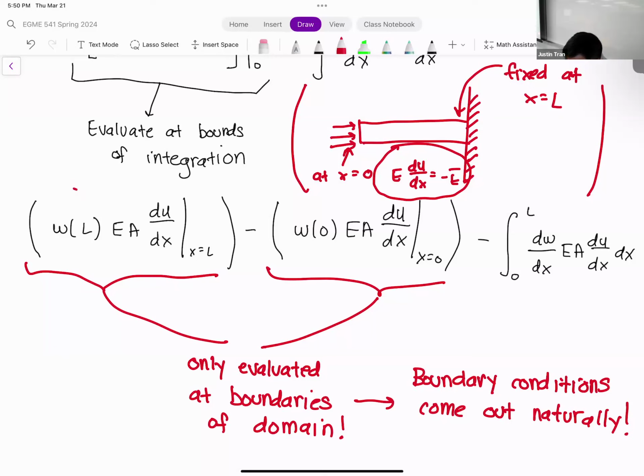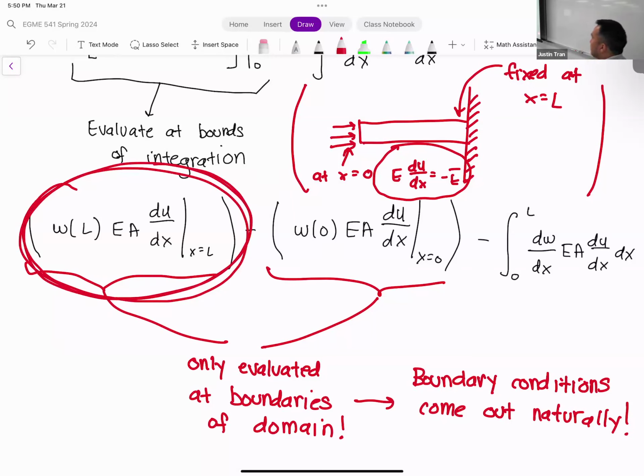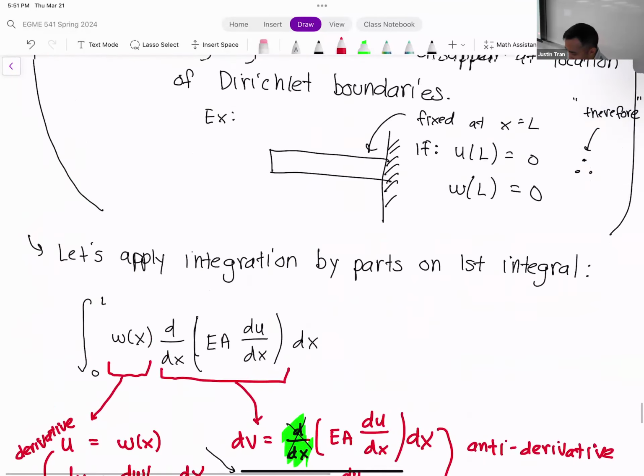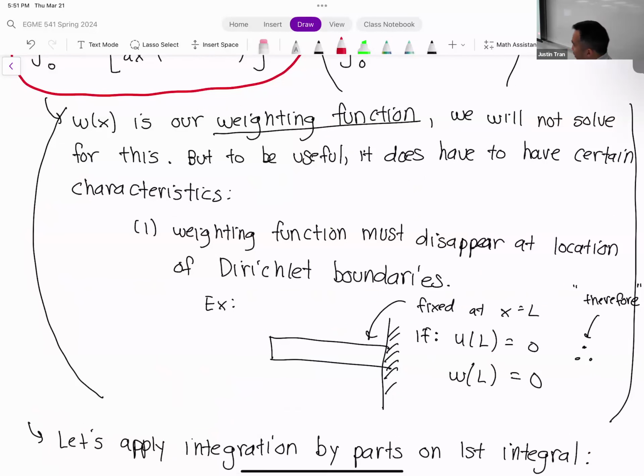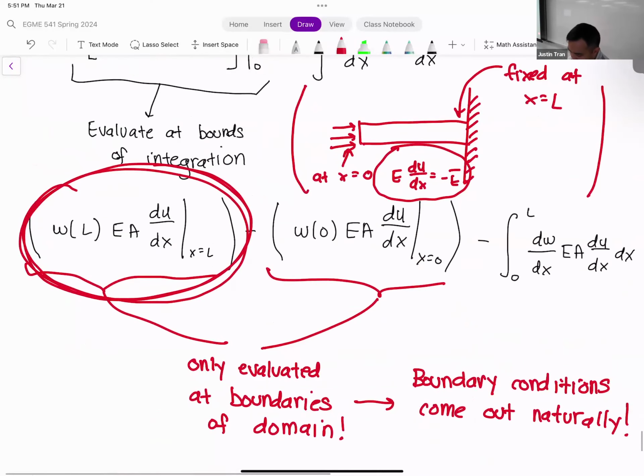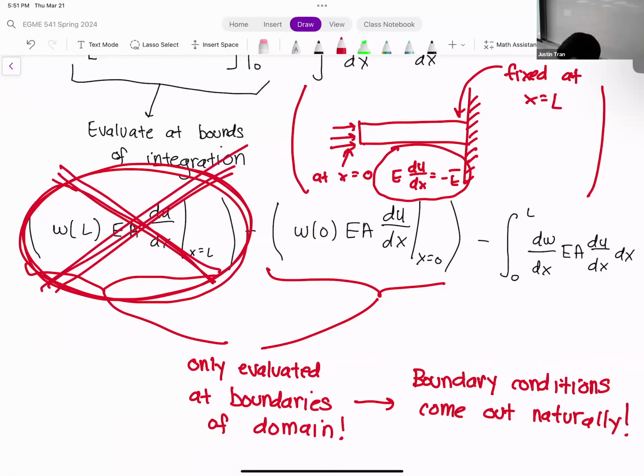Let's start with the first term. So this first term is evaluated at the Dirichlet boundary condition, right? So our Dirichlet boundary conditions at x is equal to L. What did we say was a requirement for our weighting function? We require that our weighting function is going to disappear at the Dirichlet boundary conditions, right? So we should have W of L is equal to 0. Or at least that's one thing that we're requiring. So what that means is that this entire expression here is going to cancel out.